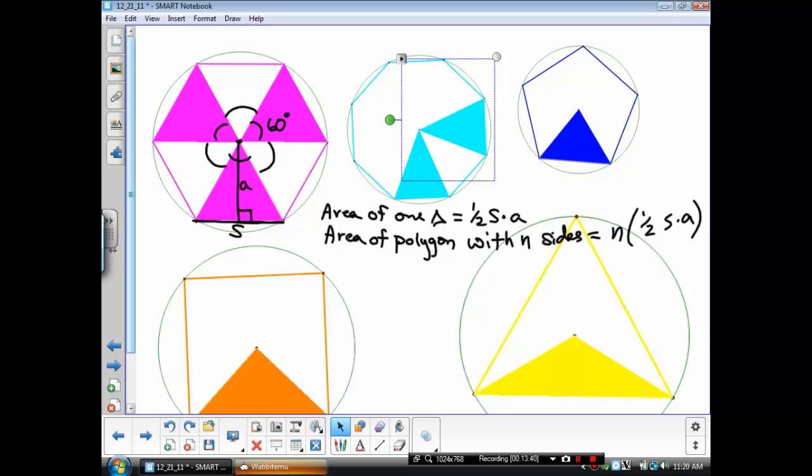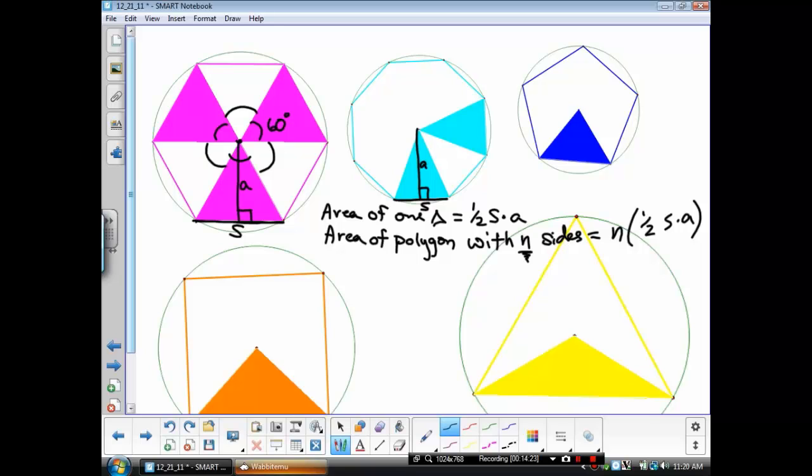So how many congruent triangles are there? The number of sides is how many congruent triangles there are. So what we can do is take the area of one triangle, whose base is S, the side length, and height is A, the apothem. The area of one triangle is going to be 1/2 base times height, 1/2 S times A. Then we take the area of one triangle times the number of sides, n, because that's how many triangles there are. And that gives us the area of the polygon.